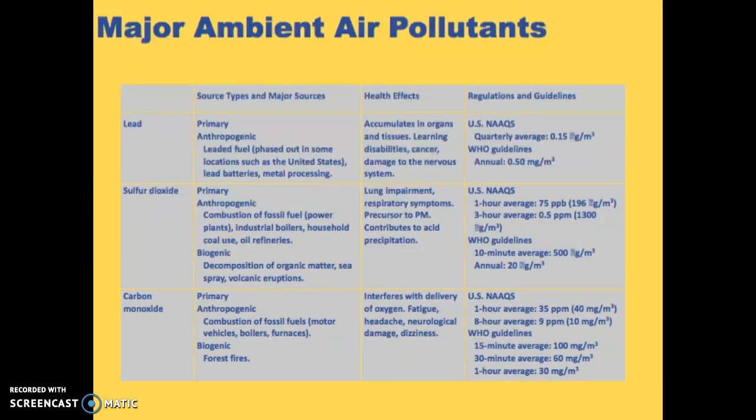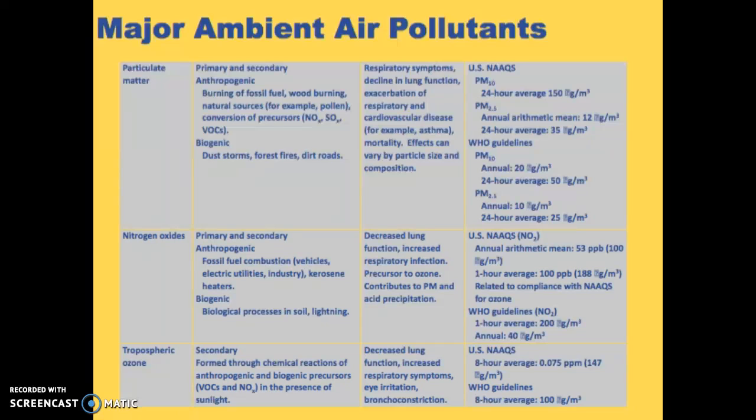Sulfur dioxide is also a primary pollutant, which is emitted from combustion of fossil fuels as an anthropogenic source, but it is also emitted from decaying organic matter, so dead plants and dead trees, and this is a biogenic source. Carbon monoxide is a primary pollutant. It's emitted as carbon monoxide, and it also has both anthropogenic sources and biogenic sources.